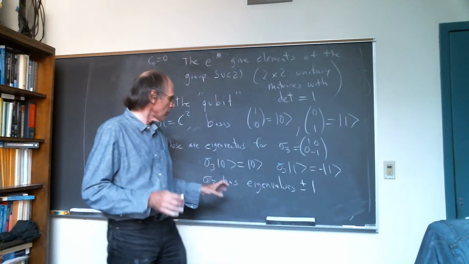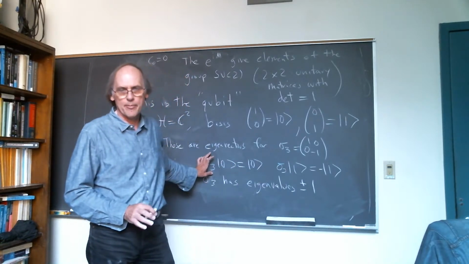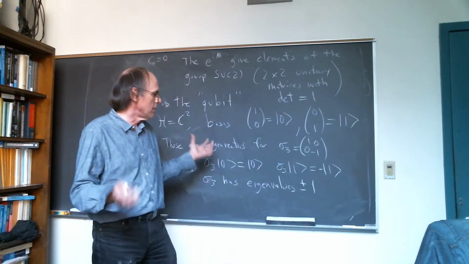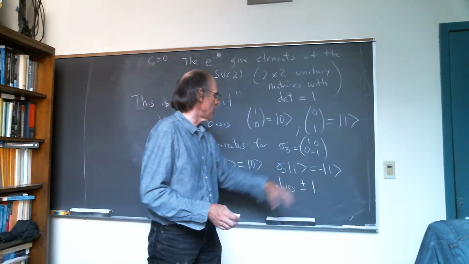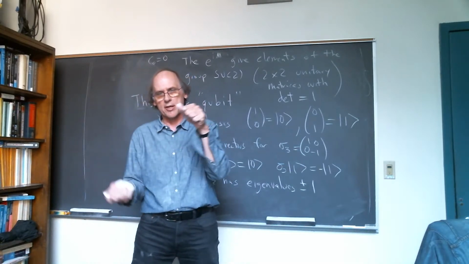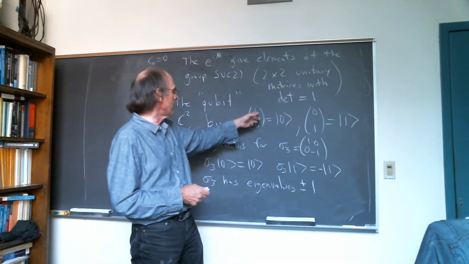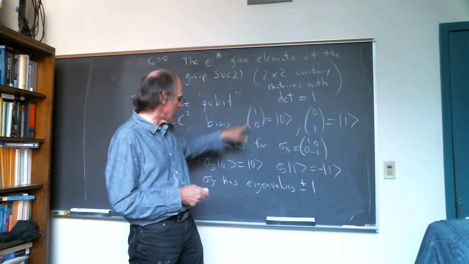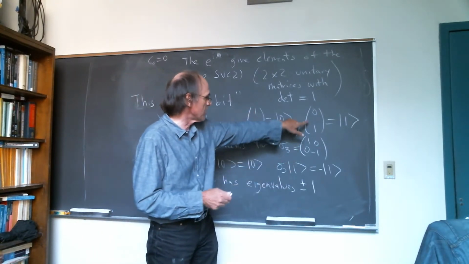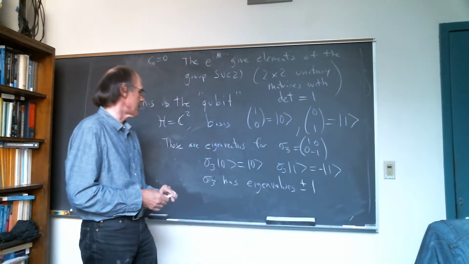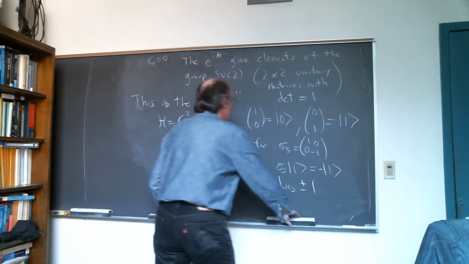So if you just had the observable sigma 3, this wouldn't be too interesting. You've just got a C2, and everything proportional to this has eigenvalue plus 1. Everything proportional to this has eigenvalue minus 1, and life is pretty simple. But here the problem then is this.